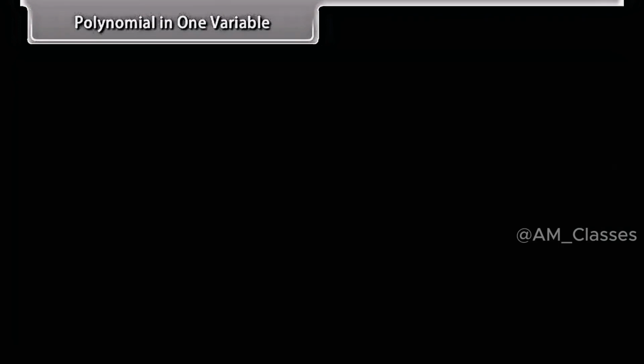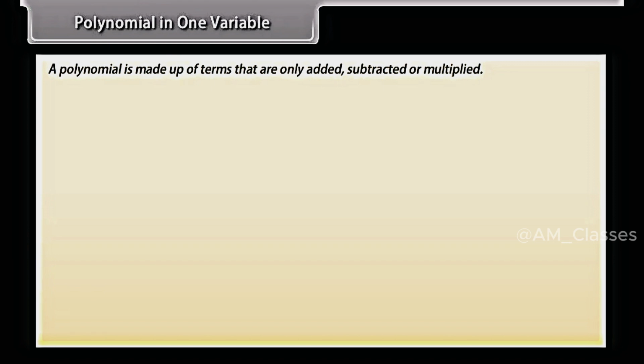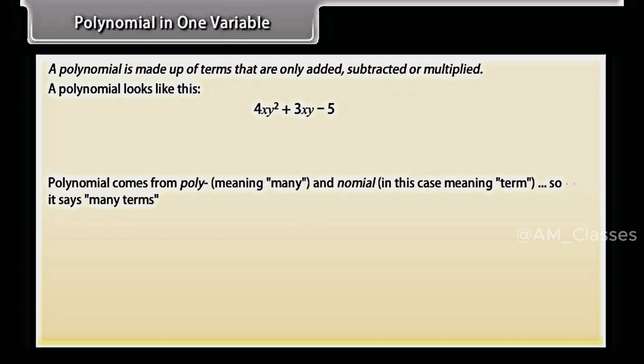Polynomial in one variable. A polynomial is made up of terms that are only added, subtracted, or multiplied. A polynomial looks like this. Polynomial comes from poly, meaning many, and nomial, in this case meaning term. So it says many terms.